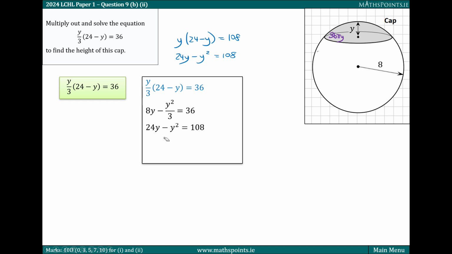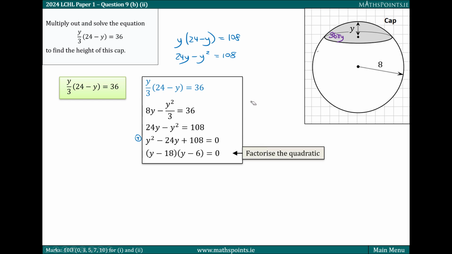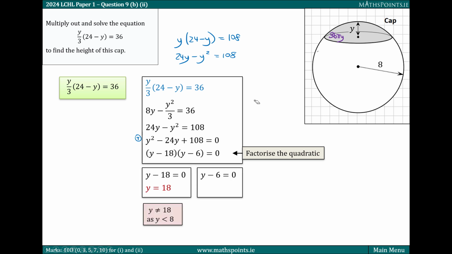And then I'm going to multiply by -1 and collect all the terms on the left, just to have a quadratic that starts with a plus. So y squared minus 24y plus 108. You can use the minus b formula on this, but this is easily factorizable. So if we do y minus 18 on y minus 6 equals 0, we let each bracket equal 0 to solve the quadratic. So y is equal to 18, and then y is equal to 6.